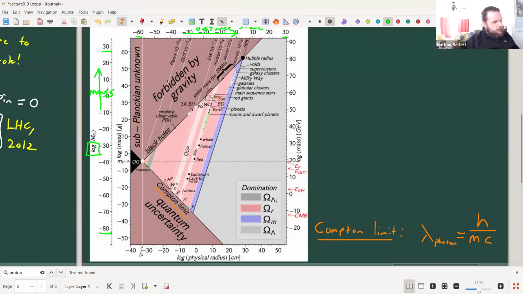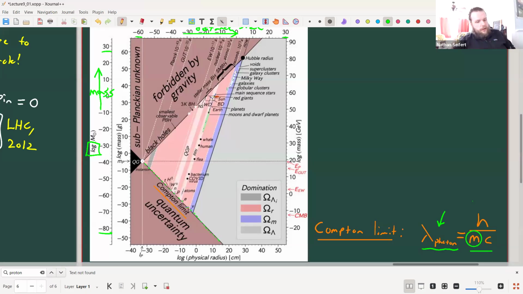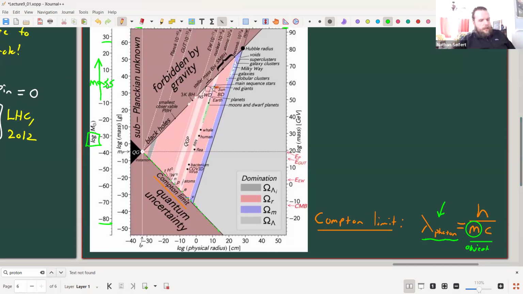So there's this line right here, which I draw here, which he calls the Compton limit. And the Compton limit, which I've already written over here, is in some sense the wavelength of the photon, the energy of the photon, that is equivalent to the mass of an object. So you have some matter object, and you can relate its energy and its momentum in some sense to the wavelength. So you ask the question, what is the equivalent wavelength for a particle at a given mass energy? And that's the Compton limit, right?